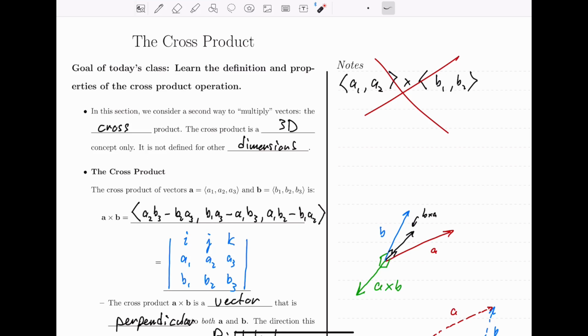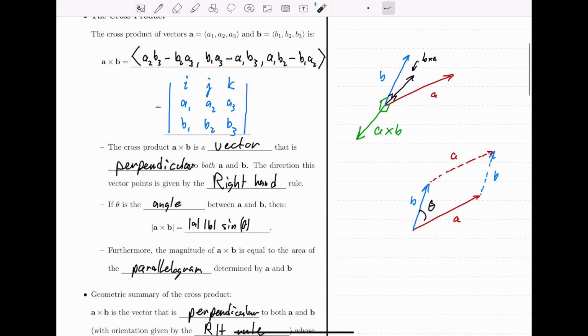In our last video, we learned about the cross product, which is a second vector multiplication. The cross product is only defined for three-dimensional vectors, and we saw this rather complicated definition, and we noticed that the cross product between vectors always results in a third vector. Geometrically, the cross product is a vector that is always perpendicular to both the original starting vectors. The direction that the cross product points is given by the right-hand rule.